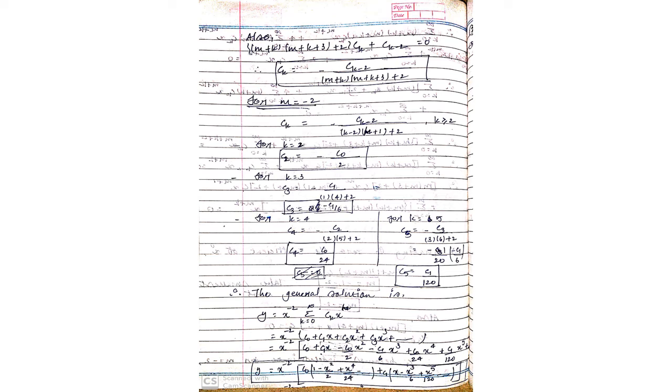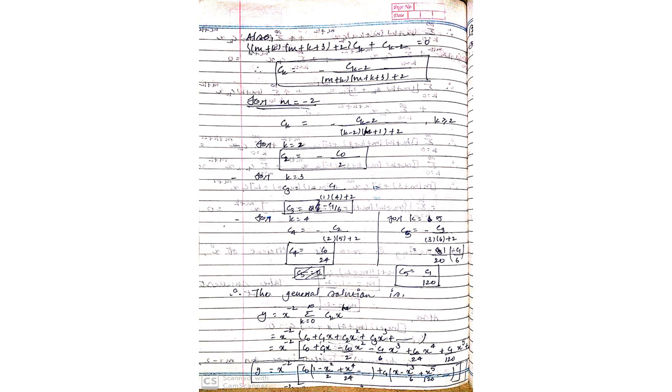Putting m equals -2, you get ck equals minus ck minus 2 upon (k minus 2) into (k plus 2k plus 1 plus 2), and here you have to write its boundary, that is k greater than or equal to 2. Hope you all know this very well. As per the boundary, it starts from 2, so applying k equals 2, that will be minus c0 by 2. Putting k equals 3, you get minus c1 upon 6. Next, k equals 4, you get minus c2 upon 12.